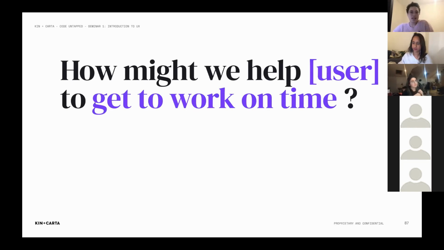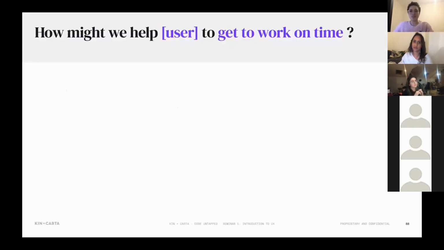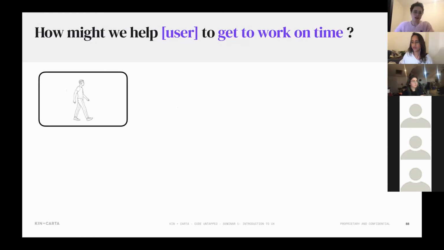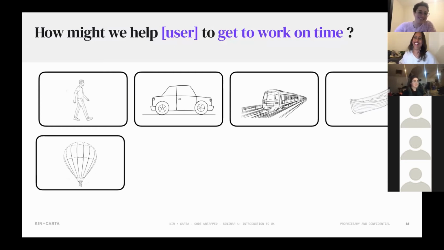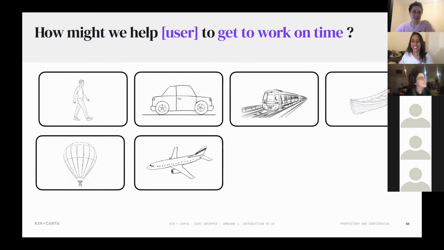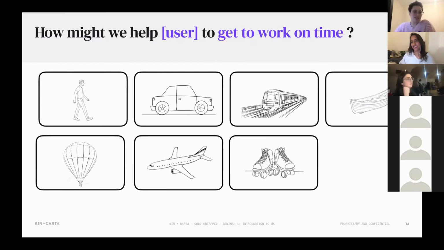One ideation technique we might use is called Crazy Eights. These are really fun interactive sessions where you get everybody involved to come up with 8 ideas within 8 minutes, so roughly an idea per minute. The idea is to push past the most obvious answers and be creative with your solutions. In this example of how might we get the user to work, this could be walking, obviously, car, train, boat, hot air balloon, we're getting quite out there, there are no wrong answers in these exercises. Aeroplane, roller skates, even a cannon.